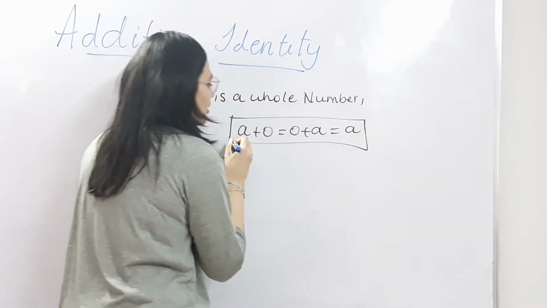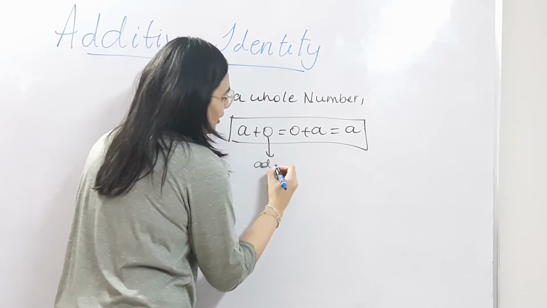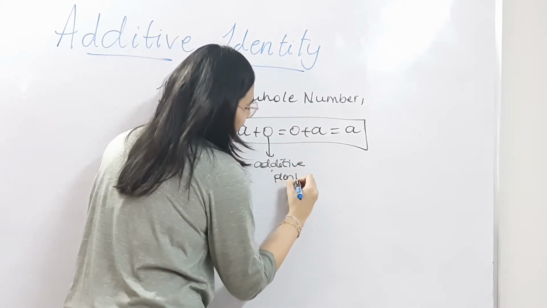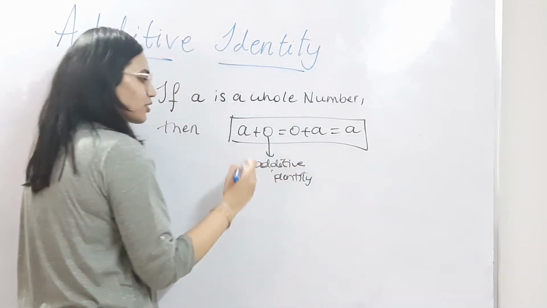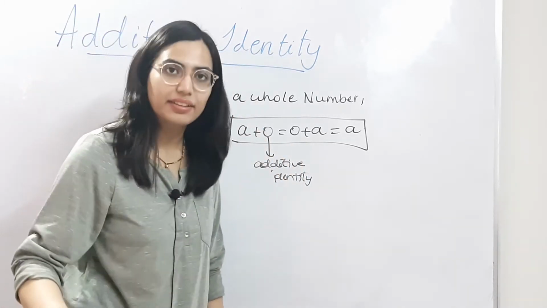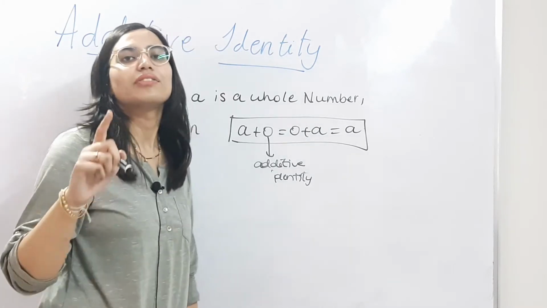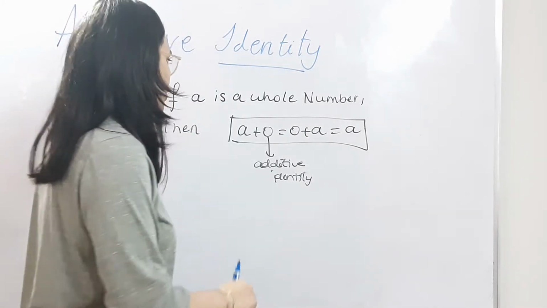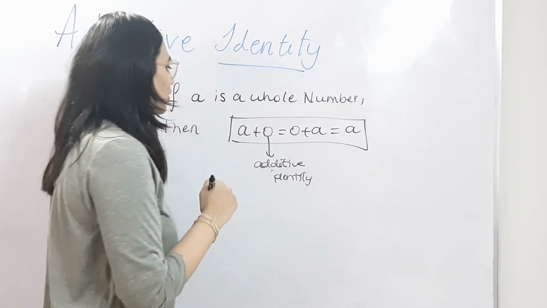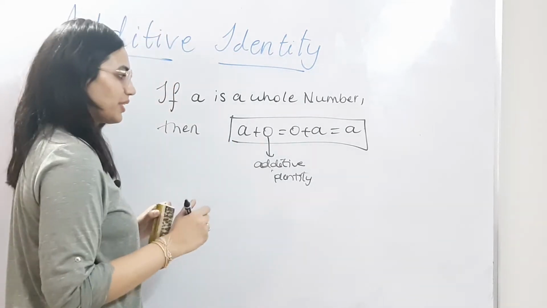And here 0 is the additive identity. And please note that 0 is the only whole number which, when added to any other number, does not change the value of that number. So this is the additive identity. Okay, now let's see a few examples.